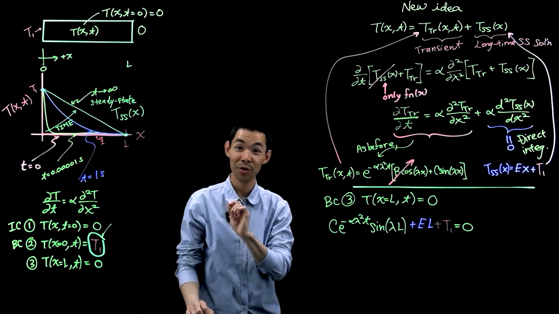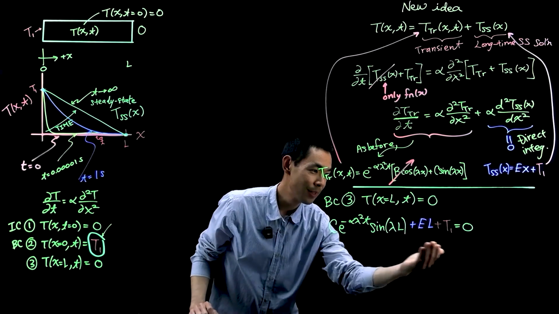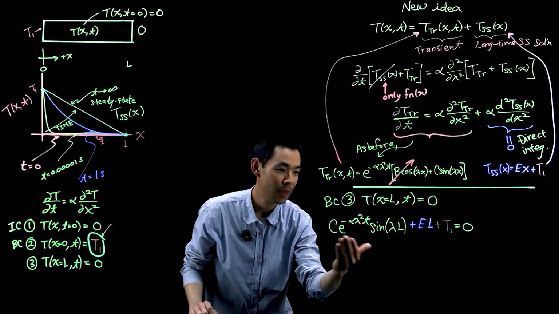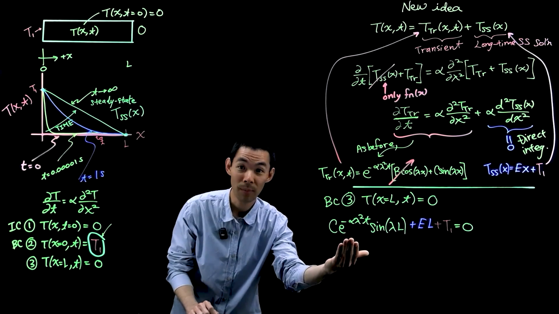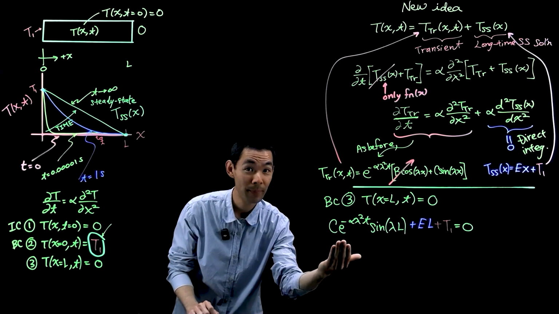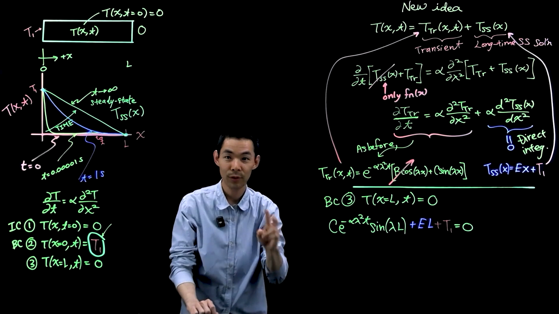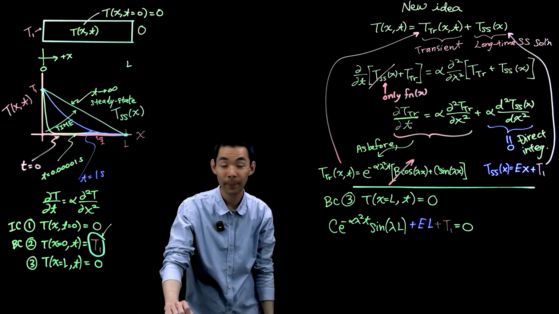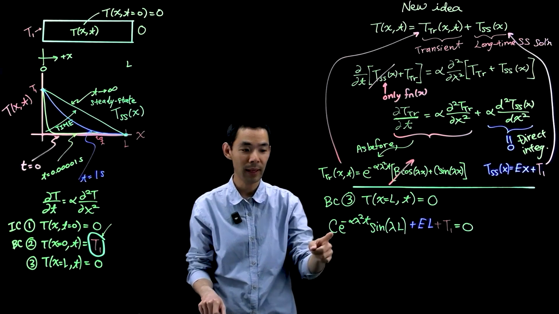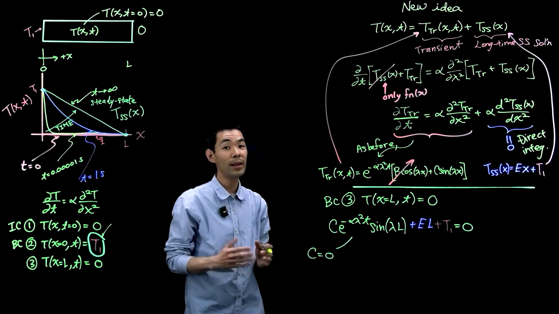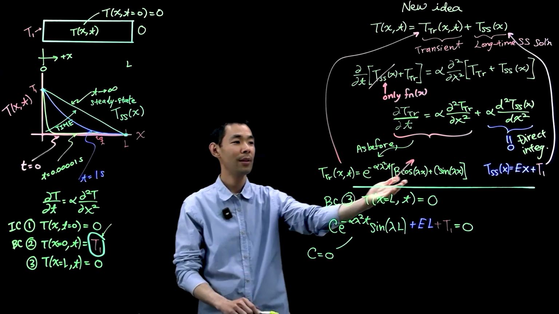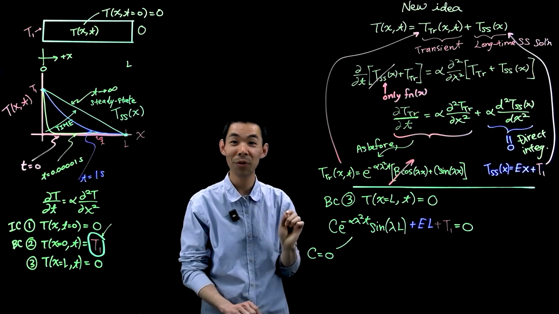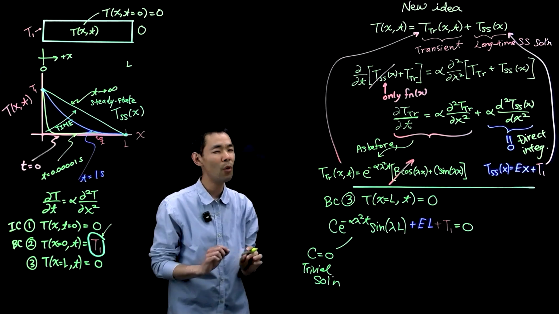Same train of logic. Everything here is a constant. E is a constant, L is a constant, T1 is a constant. We have here an exponential term. That needs to go away. Now, there's two ways to make this term in yellow go away. One way is to make c equal to 0. If you make c equal to 0, this term, the transient term, goes away and you get the trivial solution, the worthless solution. So we don't want that.